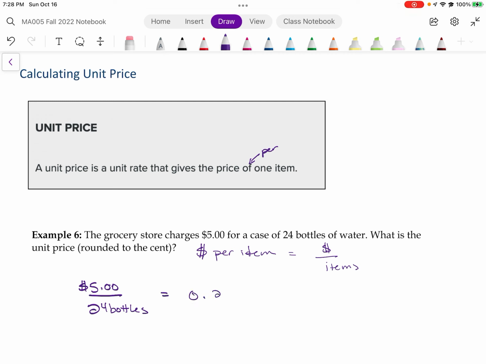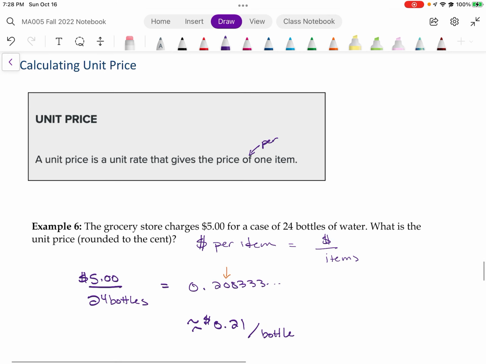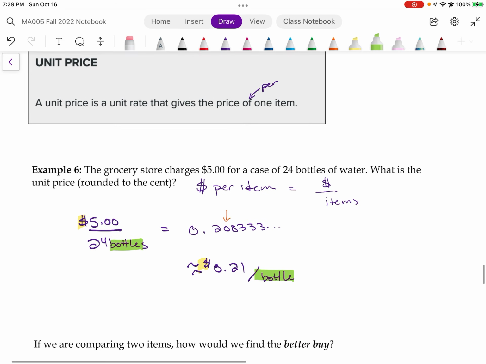And I get 0.208333, and then it just goes on, 333. And it says rounded to the cent. So where is the cents? Well, remember, this is the dollar, this is the dimes, and this is the pennies, right? So it needs to be rounded to that last one, to the pennies, to the cent. So we're going to say equals 0.21 dollars per bottle. Dollars is on top and bottles is on the bottom. That's our item, 21 cents per bottle.